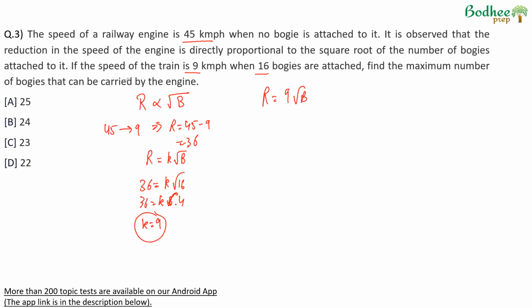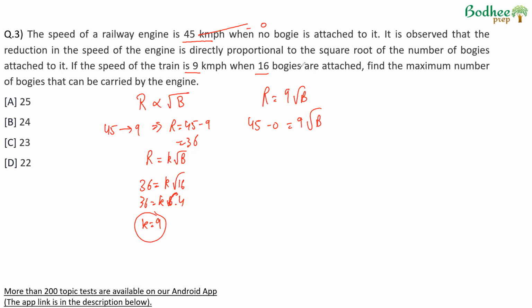Find the maximum number of bogies that can be carried by the engine. Now, there will be a time when the engine will stop because too many bogies are attached. In that case, the speed of the engine will be 0. It will not be moving. Therefore, the reduction in speed will be 45 minus 0, that is a reduction of 45. Maximum speed 45, it has to come down to 0. So reduction in speed is 45 minus 0.